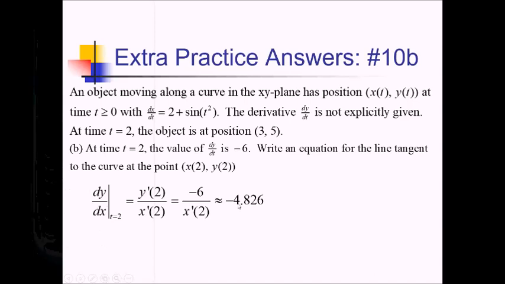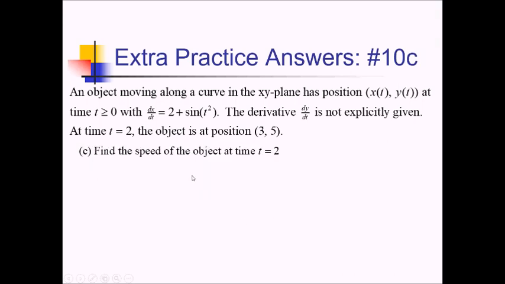Okay, so now I just need to write the equation of my tangent line. So using point slope form, we're going to have y minus the y value 5 equals my slope that I just found of negative 4.826 times x minus the x value 3.